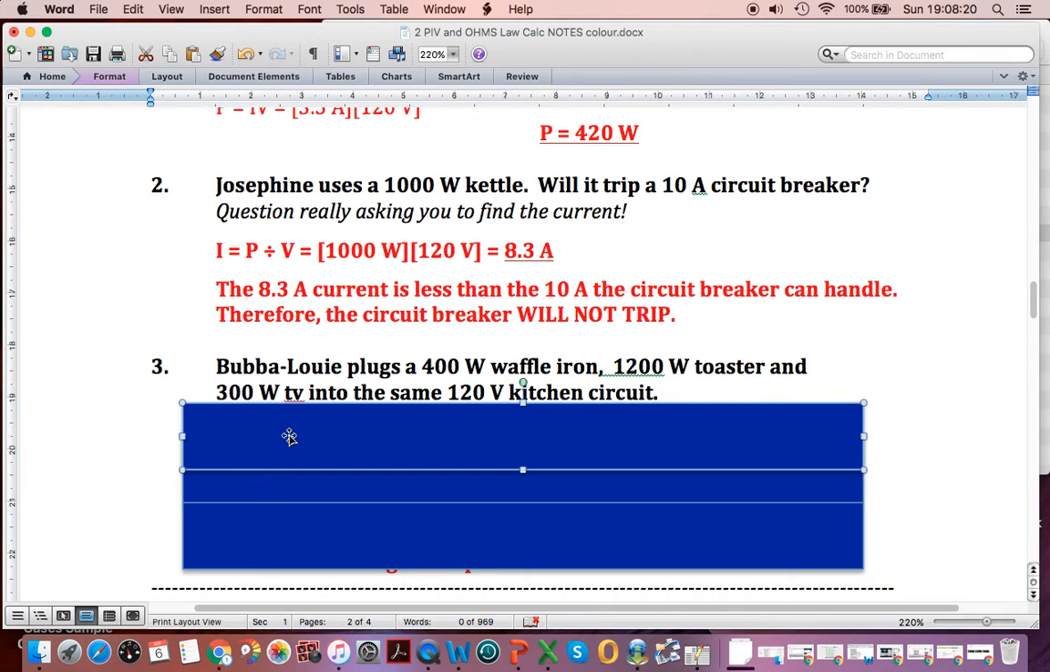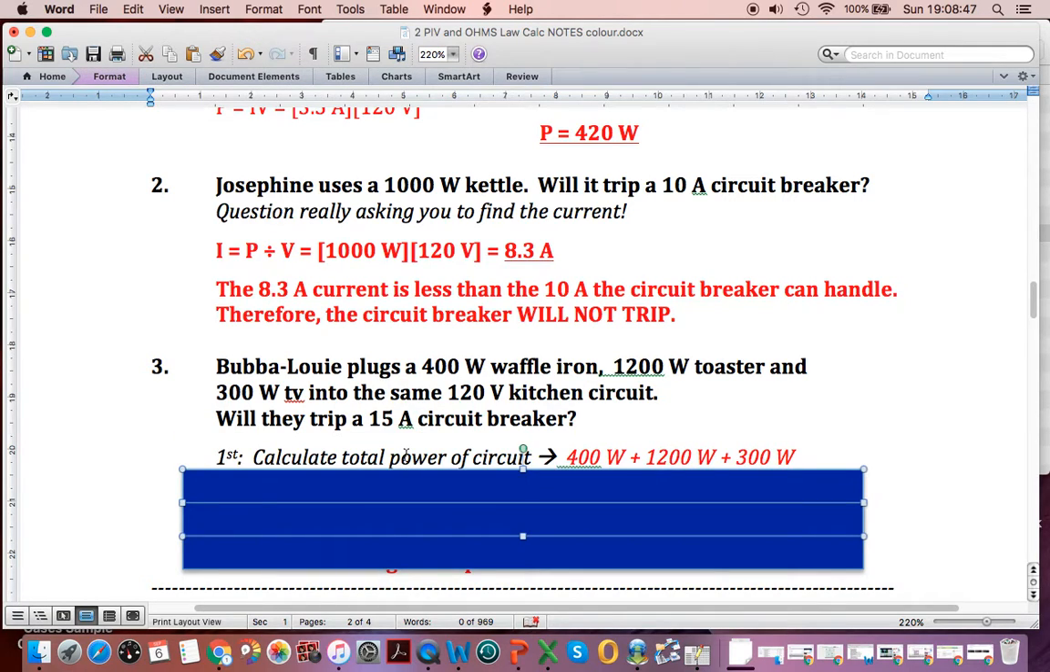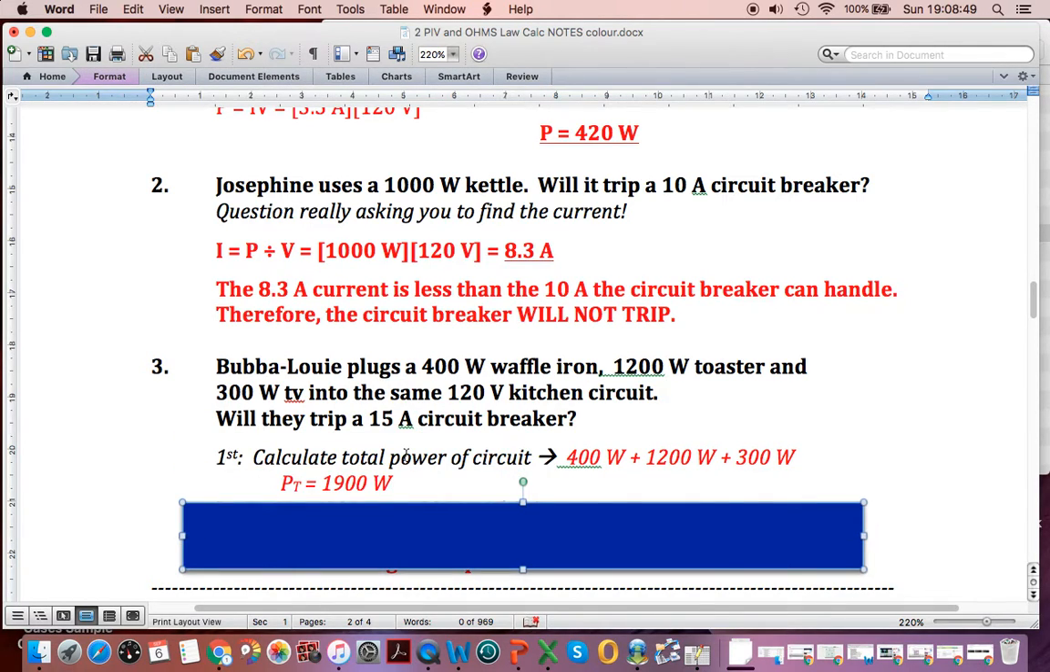Now we have Bubba Louie with a 400 watt waffle iron, 1200 watt toaster, and 300 watt TV, all in the same 120 volt circuit. Well, our total power, we're just going to add those up to get our 1900 watts, and we have our voltage of 120 volts. Will it trip a 15 amp circuit breaker? Well, we're going to be using the same formula, just different numbers. Okay, I'll get that out of the way. So our total power, P, with a subscript big T for total, gives us our 1900 watts.